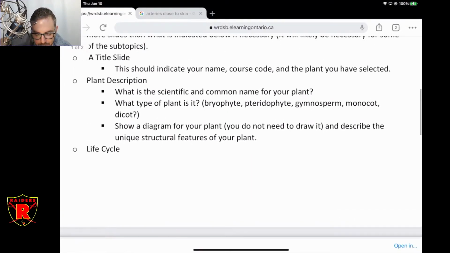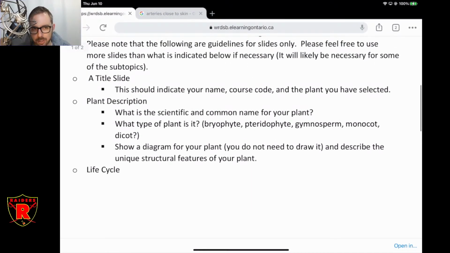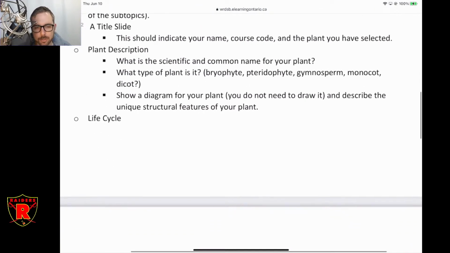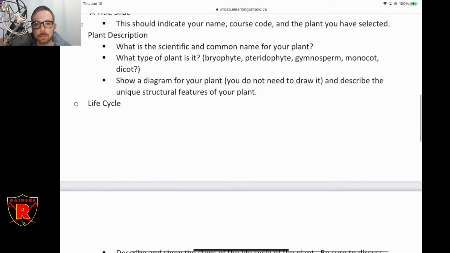Again, you're going to tell me the scientific and common name for your plant. That can be on your title slide. It doesn't have to be on the description slide. That's up to you how you want to formulate that. Tell me about what type of plant it is. So we've already talked about what a bryophyte, pteridophyte, gymnosperm, monocot, dicot, what all those different things are.